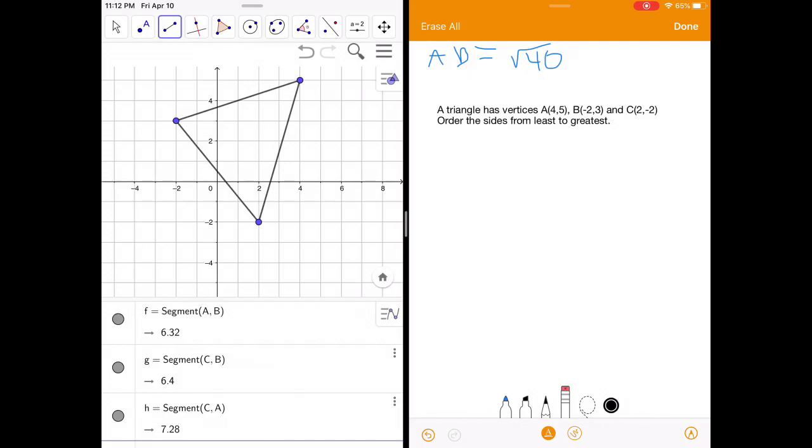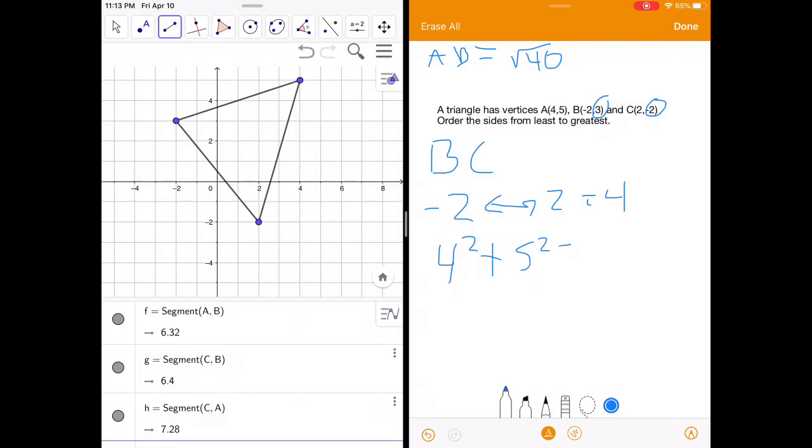So let's try BC now. Using the same concept, for BC, if I look at the x-coordinates, I'm looking at -2 to 2. So those are 4 apart. And I look at the y's, right here are my y's, from 3 to -2, that's 5 apart. So the legs that we're going to use are 4 and 5. So I'm looking at 4 squared plus 5 squared equals the hypotenuse squared. So I've got 16 plus 25 when we square 4 and 5 respectively.